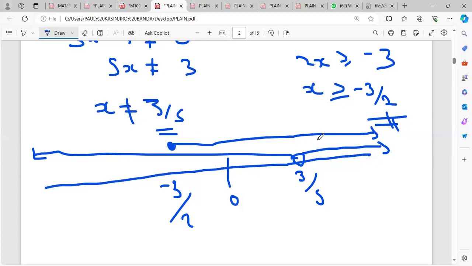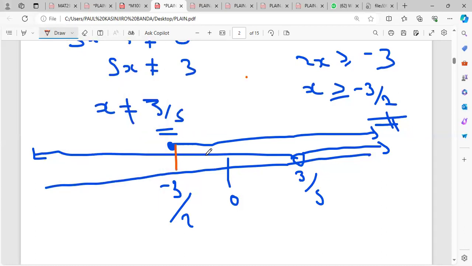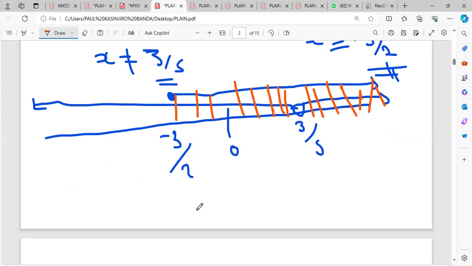Where does the first line I've drawn intersect with that line? We can see that it's this region here, all the way up to this value, then jumping it and continuing again. So we can have two regions for the domain.